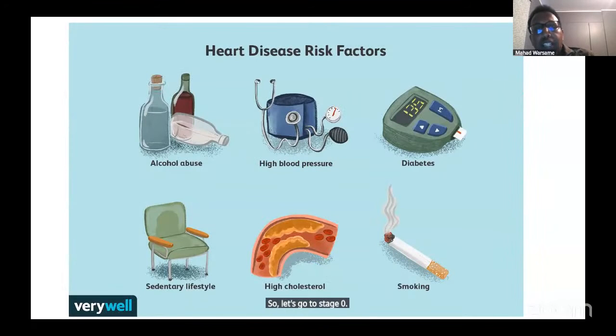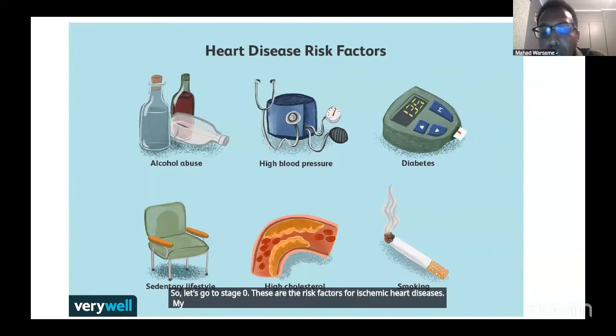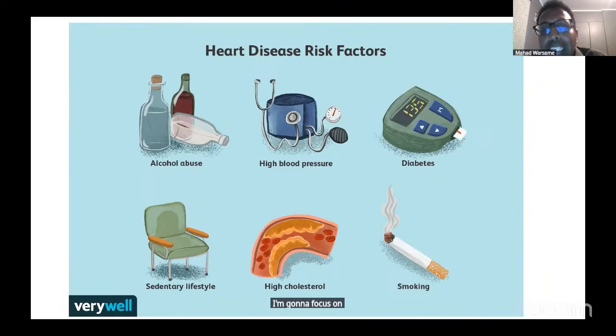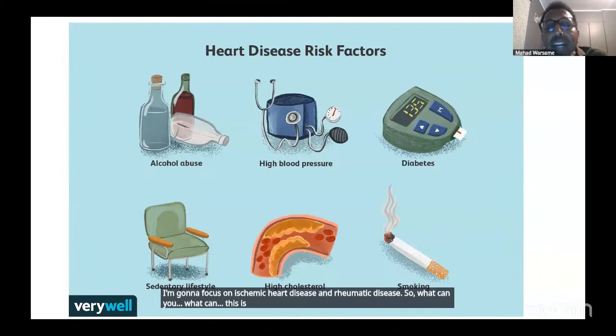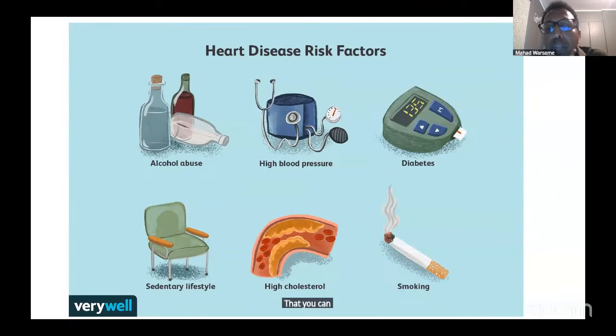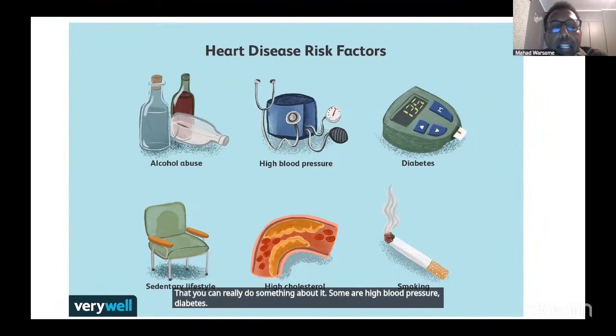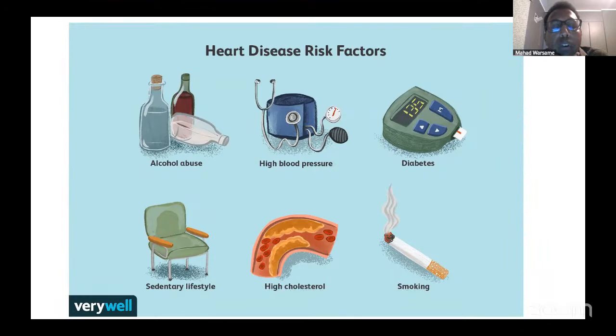These are the risk factors for ischemic heart disease. My colleague has already talked about hypertension, so I'm not going to talk about that. I'm going to focus on ischemic heart disease and rheumatic disease. These are the risk factors that you can really do something about: high blood pressure, diabetes, no active lifestyle, very high cholesterol, and smoking. Alcohol, we don't do that, so I don't mention it.